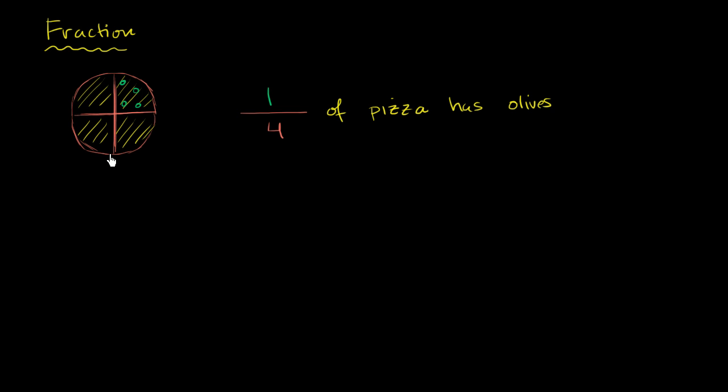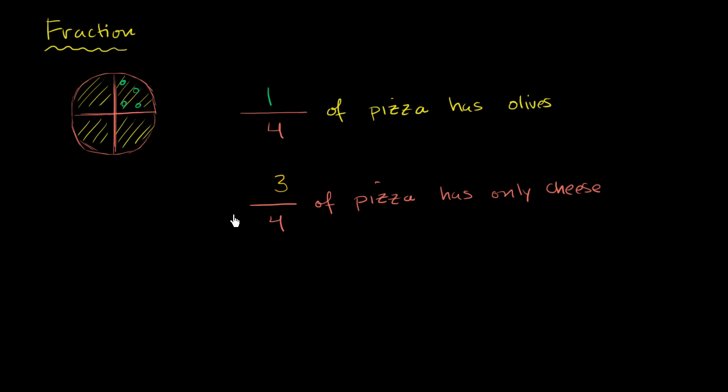Now, someone said, well, what fraction of this pizza only has cheese? Well, this slice has cheese, but it also has olives, so we won't count that. But then we have 1, 2, 3. 3 of these equal pieces have only cheese. So we could say 3 out of a total of 4 pieces, so 3/4 of the pizza has only cheese.